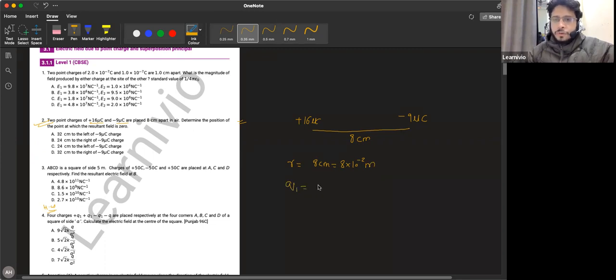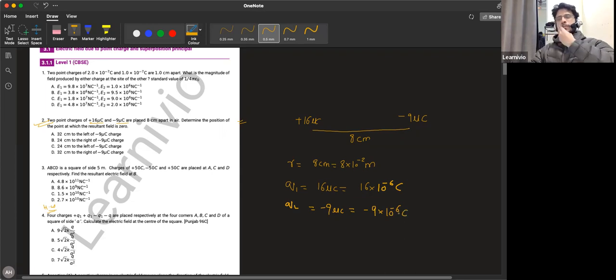Q1 is 16 microcoulomb, which is 16 into 10 raised to the power minus 6 coulomb. Then you have Q2, which is minus 9 microcoulomb, which is minus 9 into 10 raised to the power minus 6 coulomb. So you need to calculate the position of a point where net field is 0.